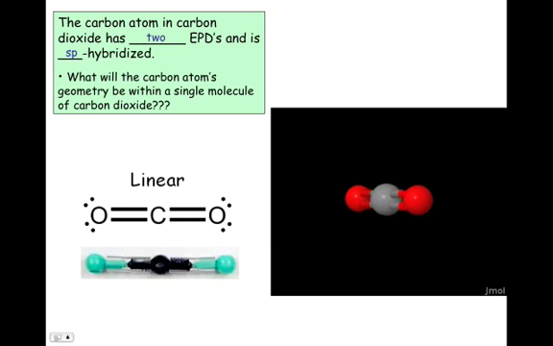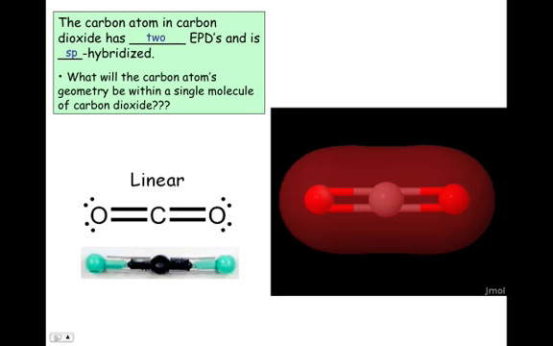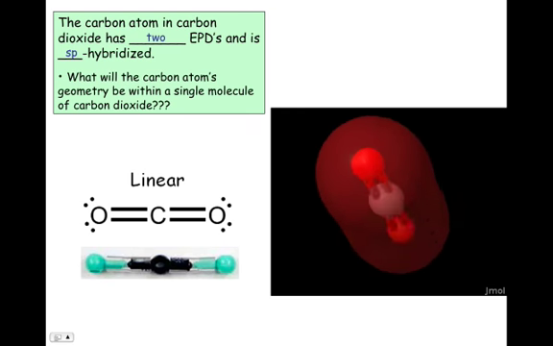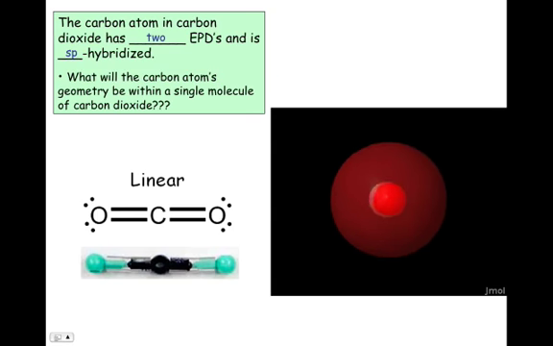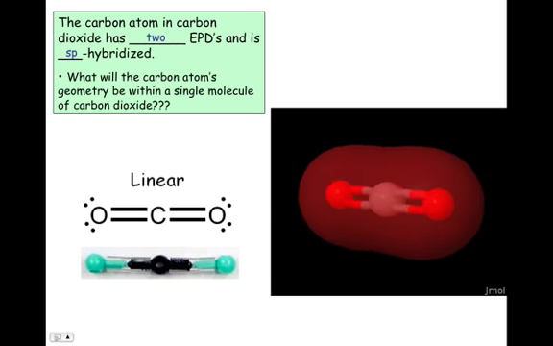This is due to the VSEPR theory and the two double bonds surrounding that carbon atom repelling as far away from one another as possible. As an additional note, remember, each double bond is composed of one sigma bond and one pi bond. If we take a look at the electron density for where the electrons of that sigma bond are located in space, we can see that they lie within the same plane that those atoms are in.